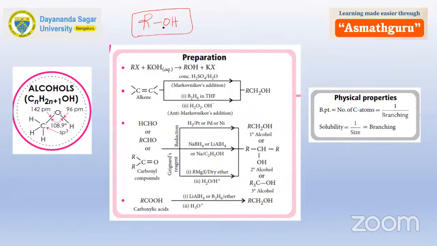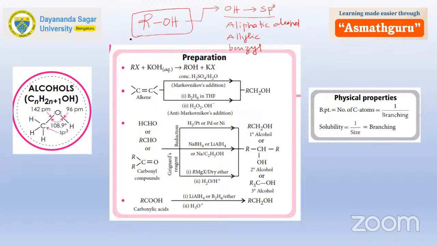These alcohols can again be classified based on whether the OH group is attached to an sp2 carbon atom or an sp3 carbon atom. If OH is attached to an sp3 carbon atom, the aliphatic alcohols belong to this category. Then we have allylic alcohol, and benzylic alcohol or benzyl alcohol, which also belong to this category.